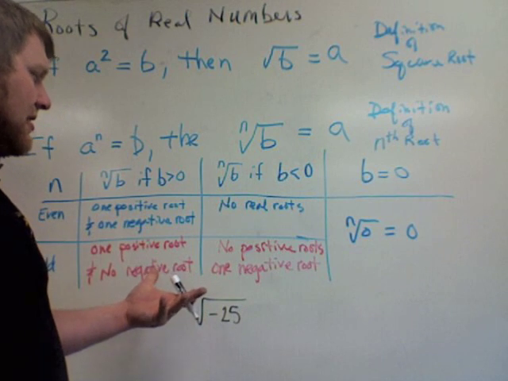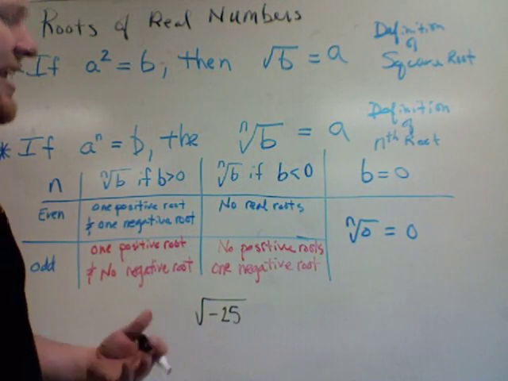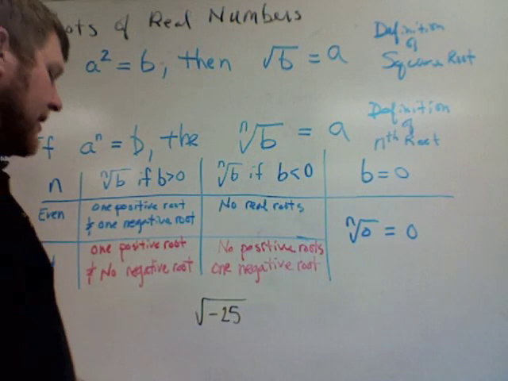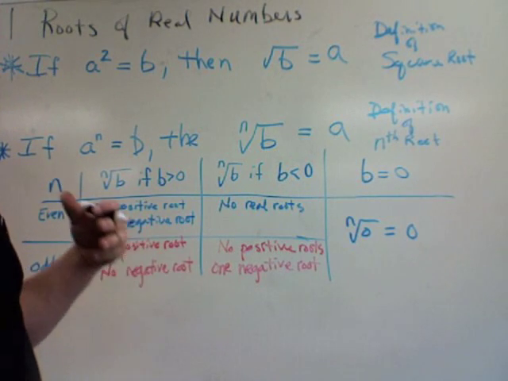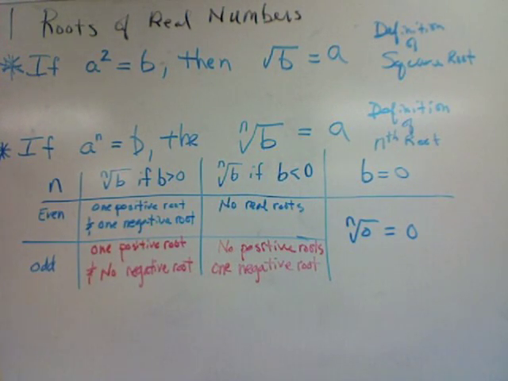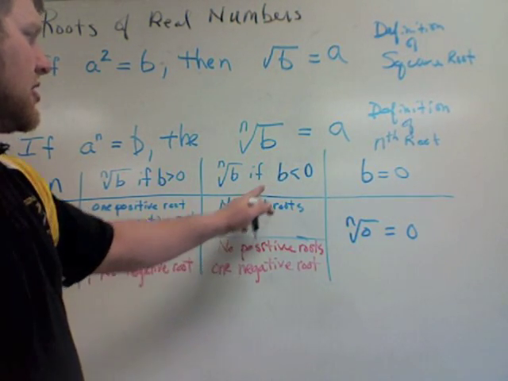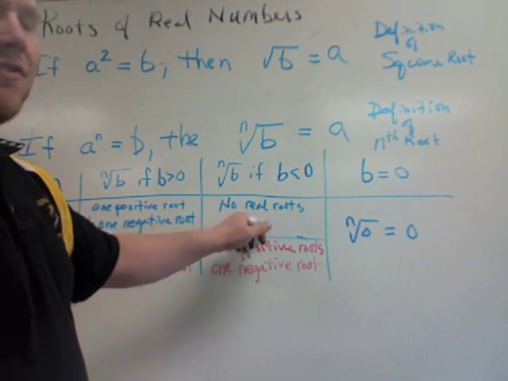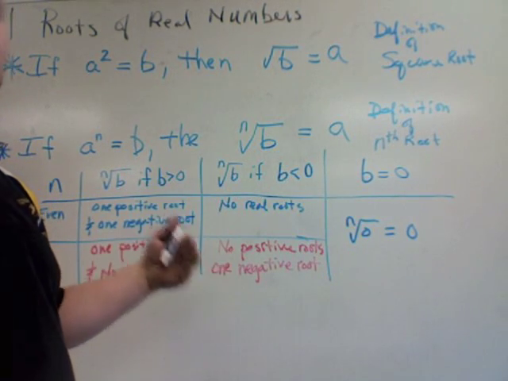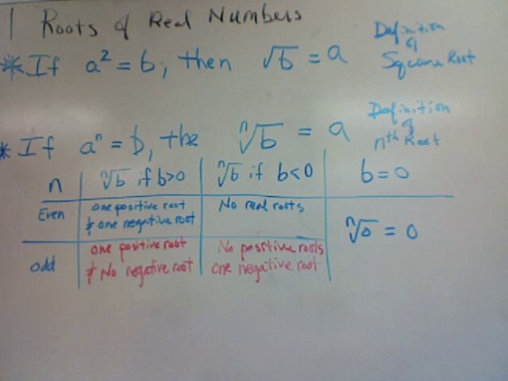We can't yet take the square root of that. We get into imaginary numbers later. Right now we just want to stick with real numbers, real number roots. So in that particular situation, when you're taking the nth root, an even root, of a negative number, there's no real number solutions to that.